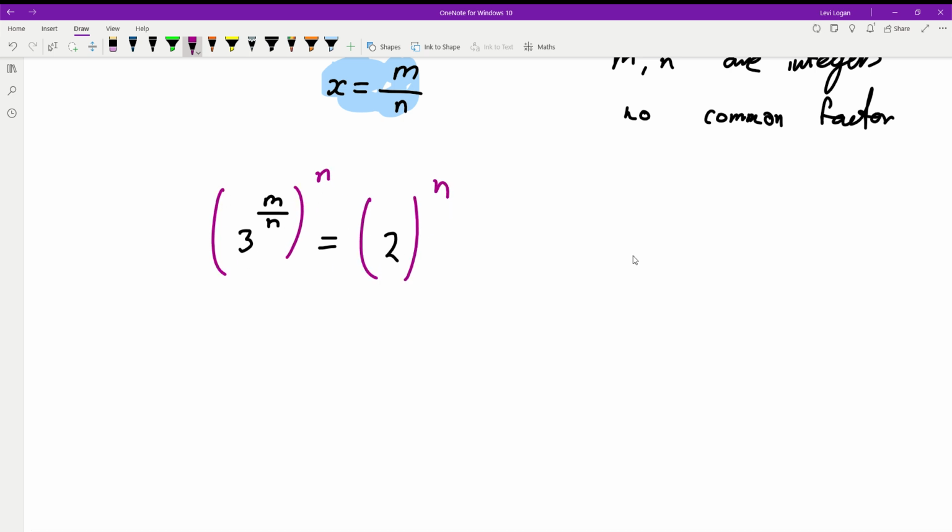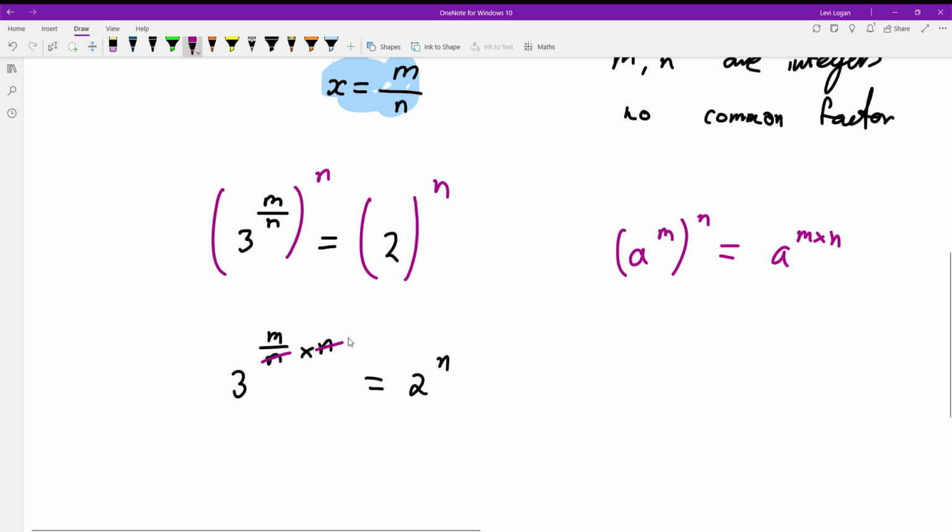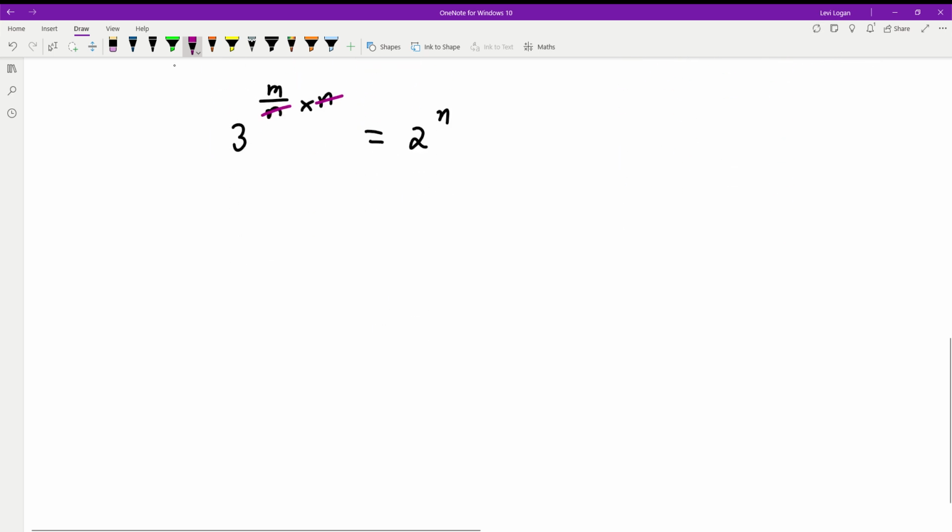Using my index law, if you have a to the power of m, all to the power of n, that is the same as a to the power of m times n. So when we distribute it here, what we get is 3 to the power of m over n times n is equal to 2 to the power of n. You can see straight away that n cancels out, so you get 3 to the power of m. So 3 to the power of m is equal to 2 to the power of n. Now, m and n are integers.